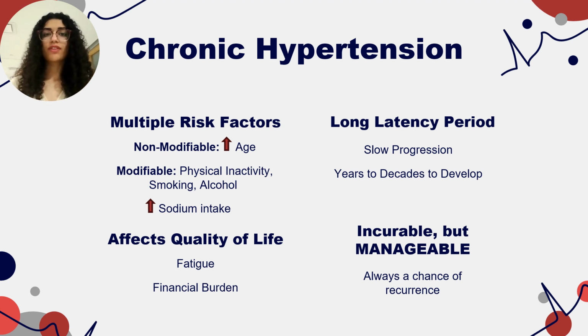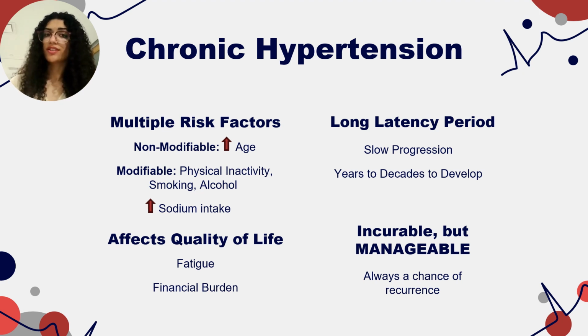Second, chronic diseases have a long latency period. Hypertension is a very slow progression, taking years, even decades to develop. Plus, the early stages are asymptomatic. Third, it affects a person's quality of life. Having hypertension may lead to fatigue as the increased blood pressure strains a person's heart. In addition, there is a major financial burden of hypertension. Since it often appears with secondary illnesses, it can cause the person to have many healthcare visits, right?